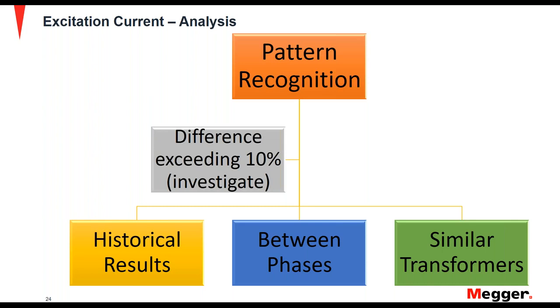And this comparison generally has to be within 10%. If this comparison exceeds 10%, then you would go into the investigative mode where you would start checking all your connections, you would check your test setup, and one of the most crucial points is to check whether the transformer core was demagnetized, or what the magnetization status of the core was before the excitation current testing had begun.